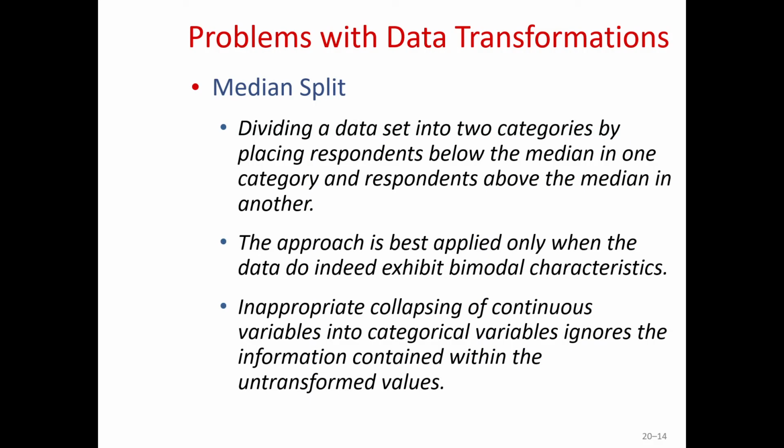Problems with data transformation. Researchers often perform a median split to collapse a scale with multiple response points into two categories. The median split means respondents below the observed median go into one category and respondents above the median go into another. Although this is common, the approach is best applied only when data do indeed exhibit bimodal characteristics. When data are unimodal, such as would be the case with normally distributed data, a median split will throw away valuable information and lead to errors.